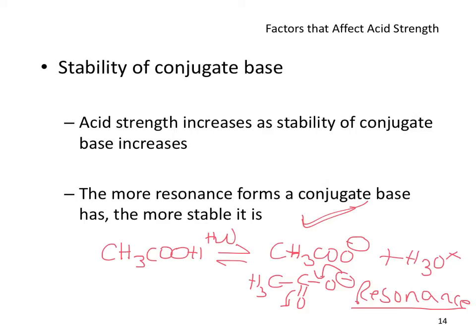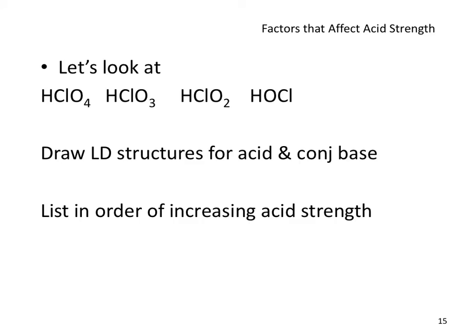If your conjugate base is very stable and the negative charge is at its proper place, then you would consider that more stable. Okay, so the question here is, let's look at HClO4, HClO3, HClO2, and HOCl. You have to draw the Lewis dot structures for the acid and the conjugate base, and then list them in the increasing order of acidic strength. So I'm just going to do this for you.